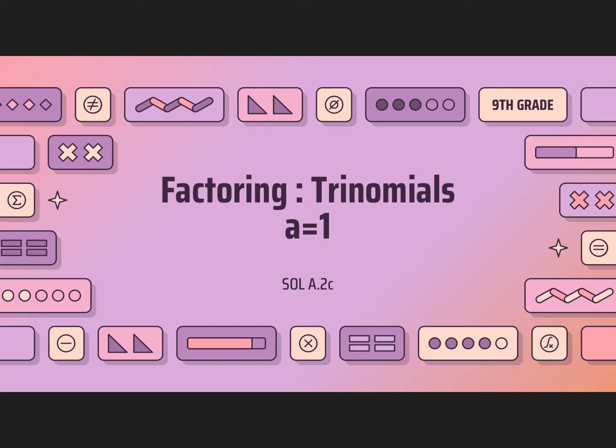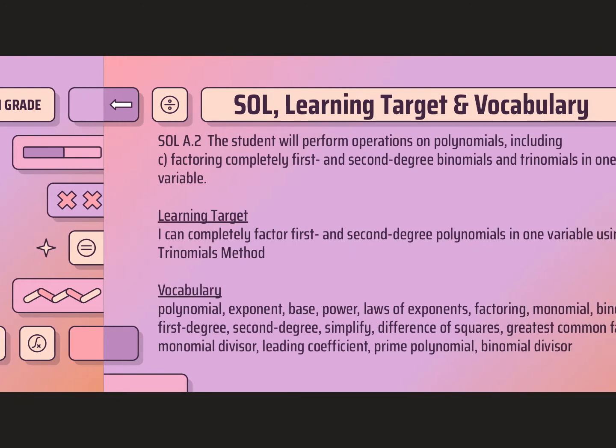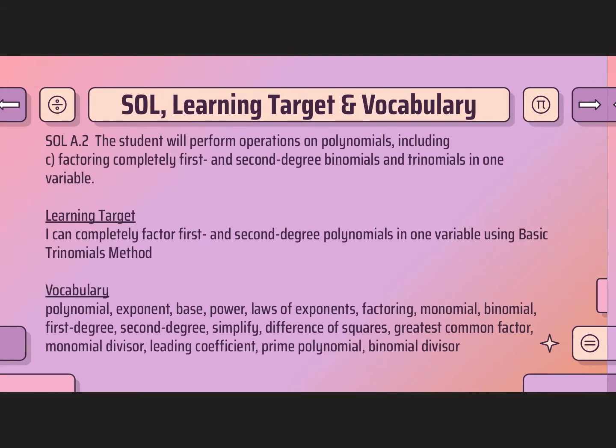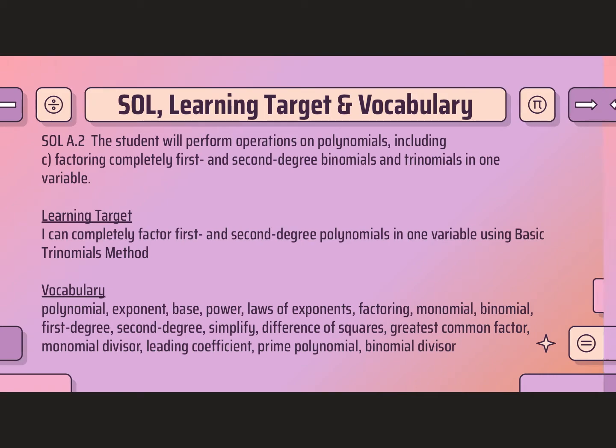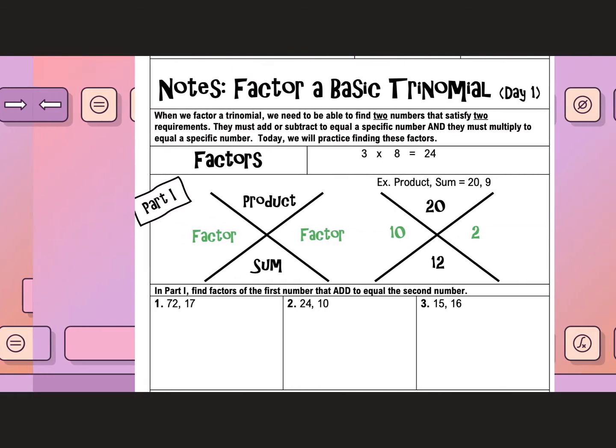For today's lesson, we're going to take a look at factoring trinomials with a equals 1. All right, so this is still SL A.2c, still continuing on with our factoring unit. The learning target: I can completely factor first and second degree polynomials in one variable using the basic trinomial method, which is a is equal to 1, meaning the coefficient on our a term is 1.